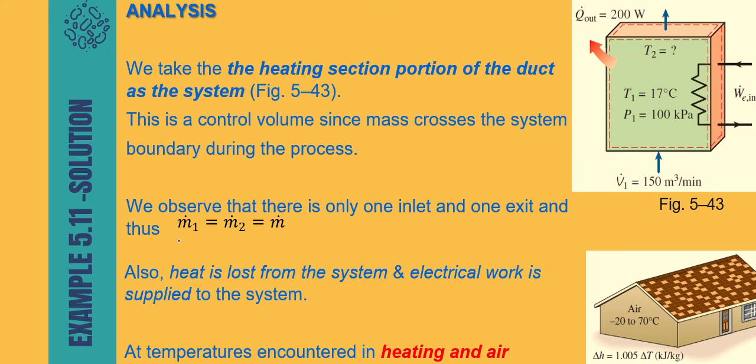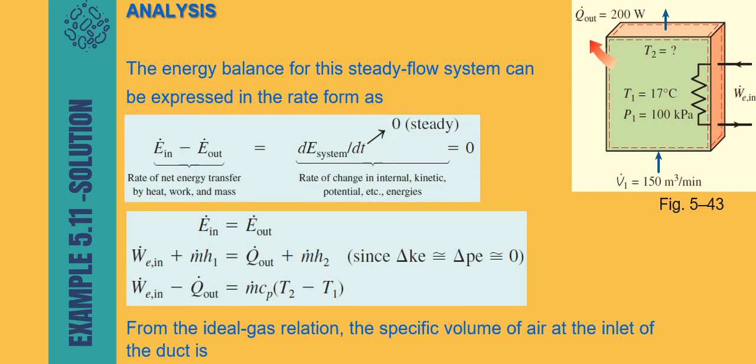Now you know this is mass in equal to mass out, and then heat is lost, and there is work in. Then, as is common in heating and air conditioning, delta H can be replaced by Cp delta T. So instead of using delta H, you can use Cp delta T, where Cp equals this value at room temperature. And solve here.